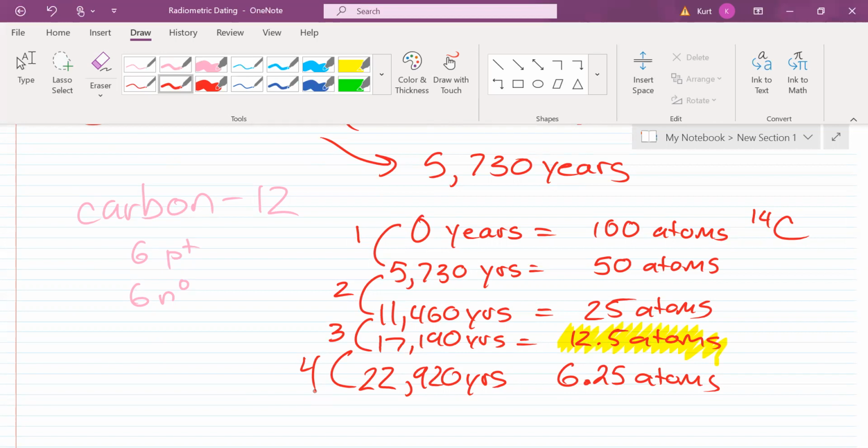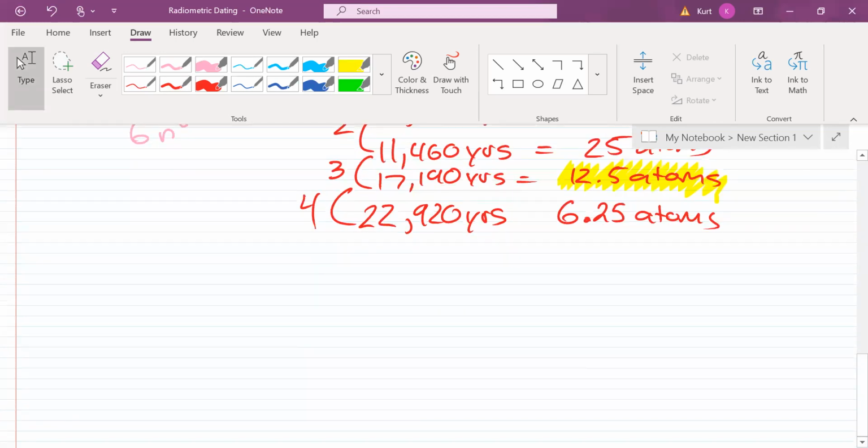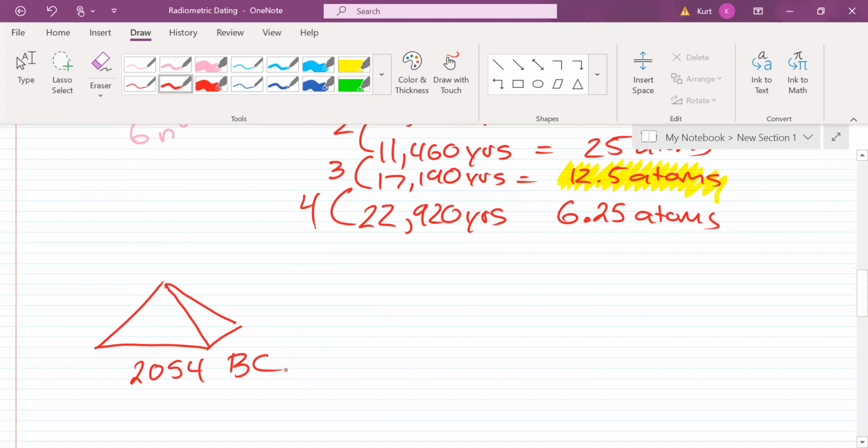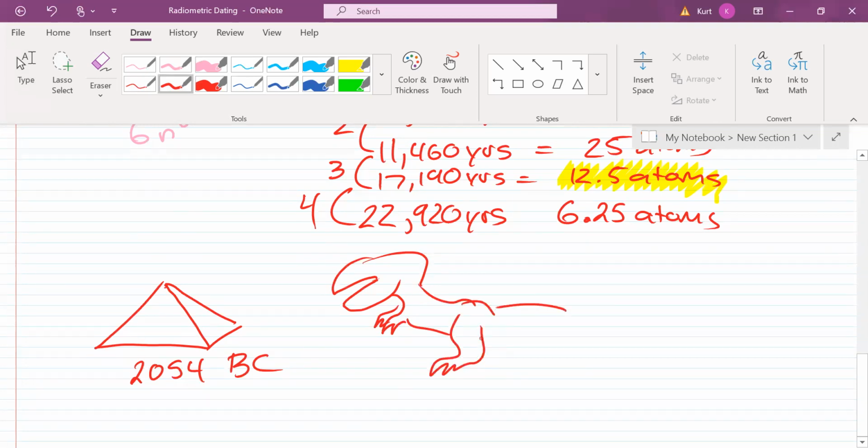Okay? So, give me one moment here. We can determine the age of the Giza Pyramid in Egypt. The Giza Pyramid was approximately constructed in 2054 BC, which puts it a little bit around 4,000 years ago. Sue the Tyrannosaurus Rex. If you ever go to the museum in Chicago, there's a very famous completed skeleton of a Tyrannosaurus Rex. And through radiometric dating, that has been calculated to be about 66 million years old.